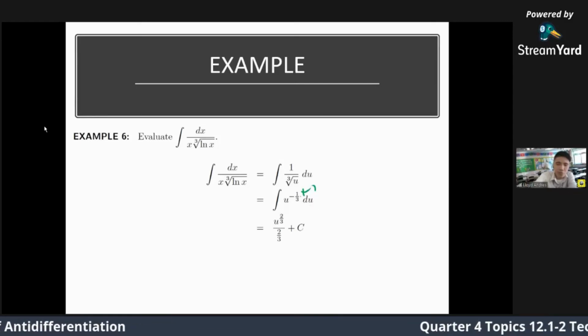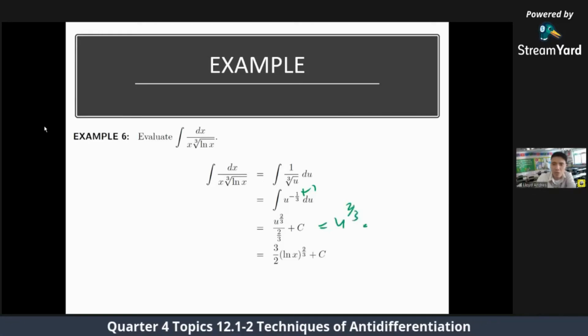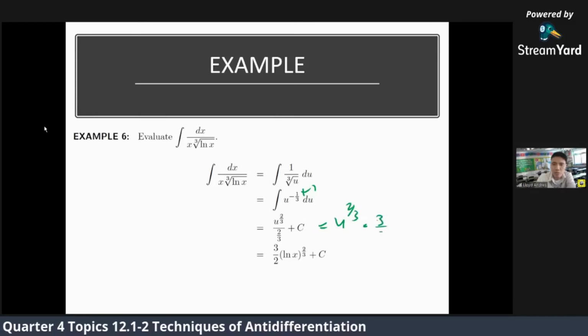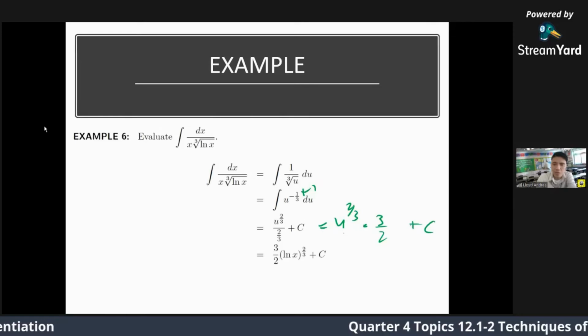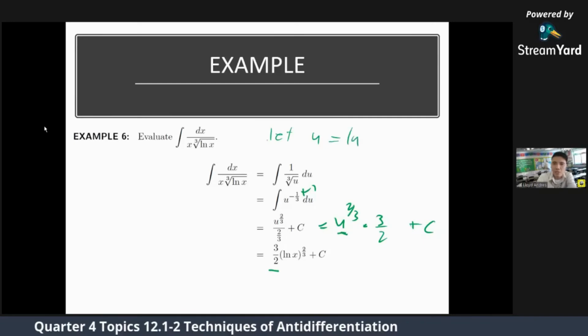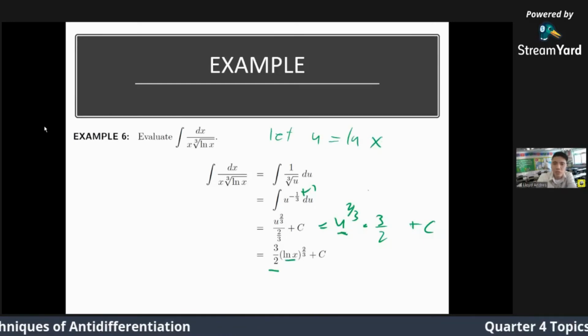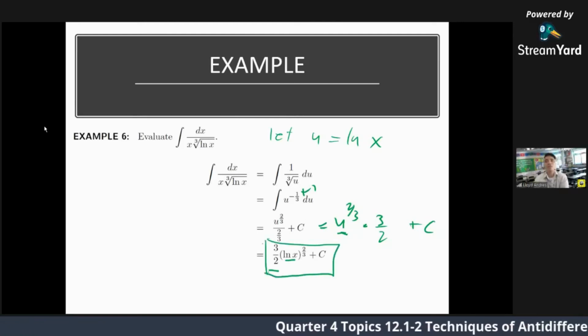Over 2/3. Tapos nanong na ingana because this is just equivalent to u 2/3 times the reciprocal of 2/3, which is 3/2 plus C. Nakatay 3/2. Tapos, gipulihan na niya ang U. Diba? We let U as ln of x. So, kaya nahimo na siya ln of x 2/3 plus C. So, this is your final answer.